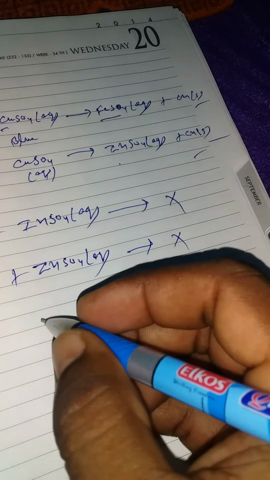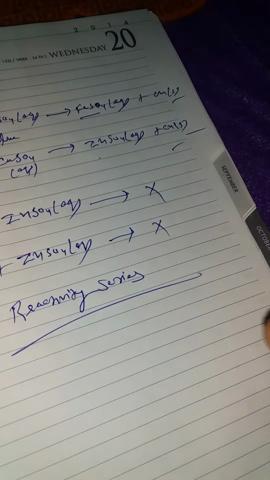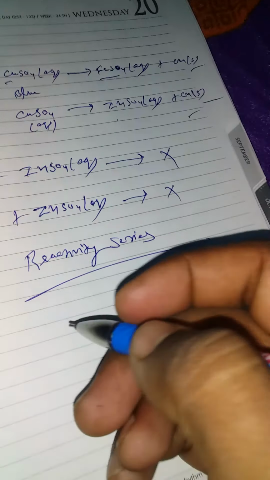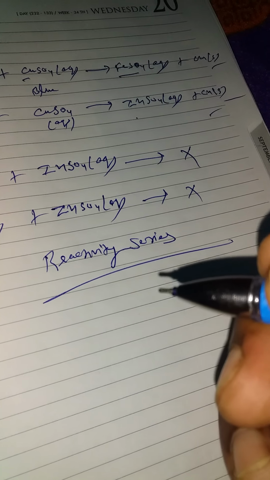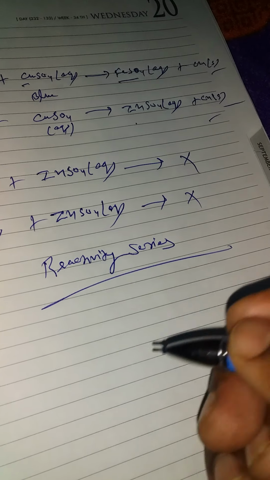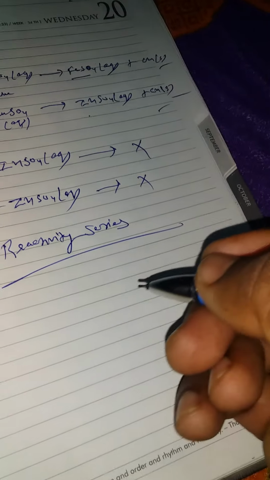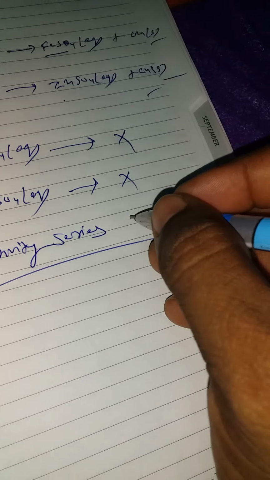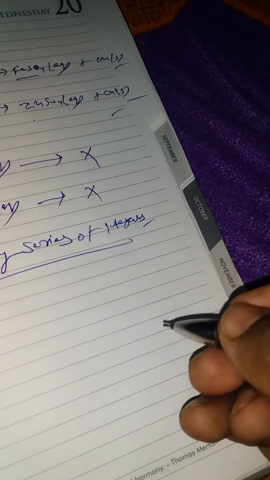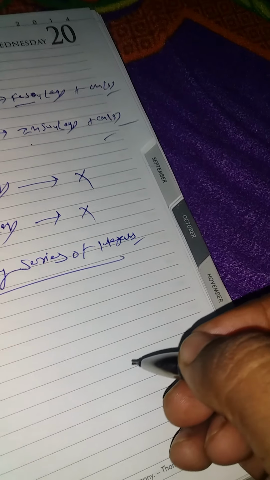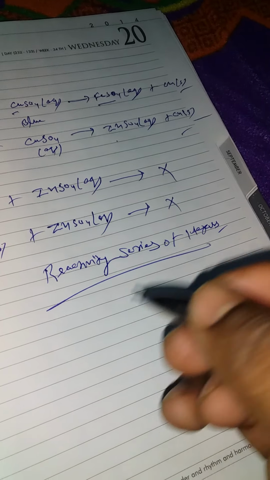A reactivity series is a series by which we can say that a metal is more reactive or less reactive. So for better understanding of metal displacement reactions, we have to know about the reactivity series of metals, which will be discussed in chapter 3, Metals and Non-metals. So here we also learn about the reactivity series.